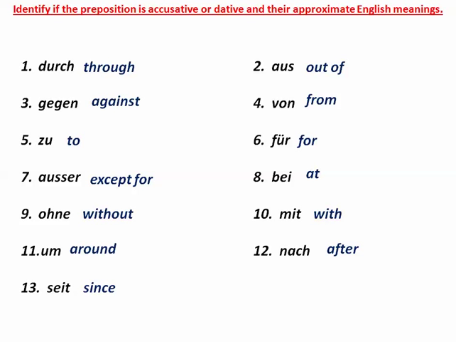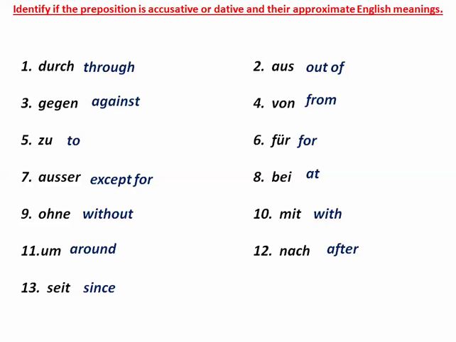And for the dative ones, we simply put it to the tune of the Blue Danube Waltz. Aus, außer, bei, mit, nach, seit, von, zu. And you can remember them that way.